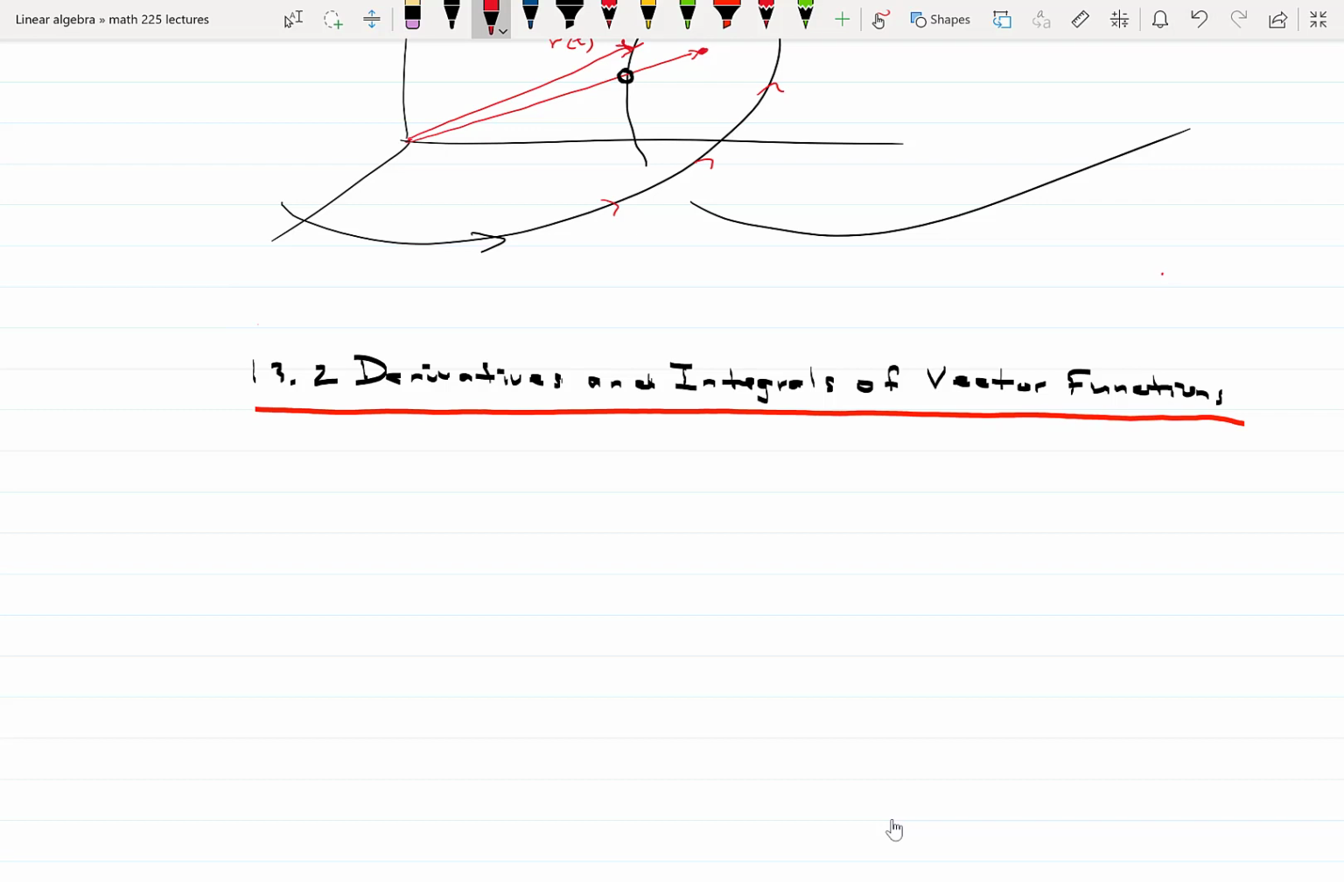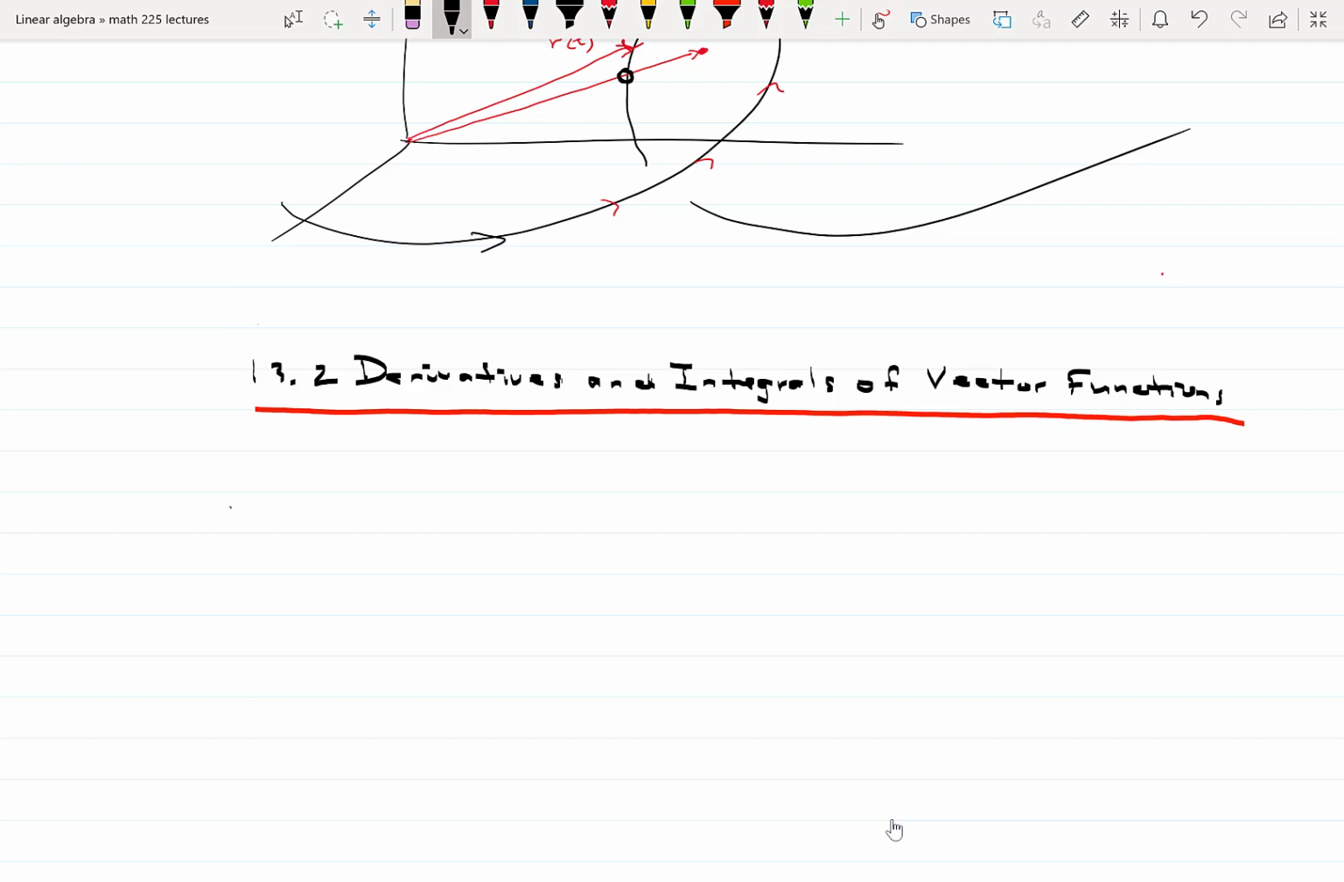Mostly, limits and continuity are an afterthought for us. Just like in Calc 1, we don't spend too much time on limits, but we do spend a lot of our time and energy talking about what derivatives and integrals mean. So here is a definition.